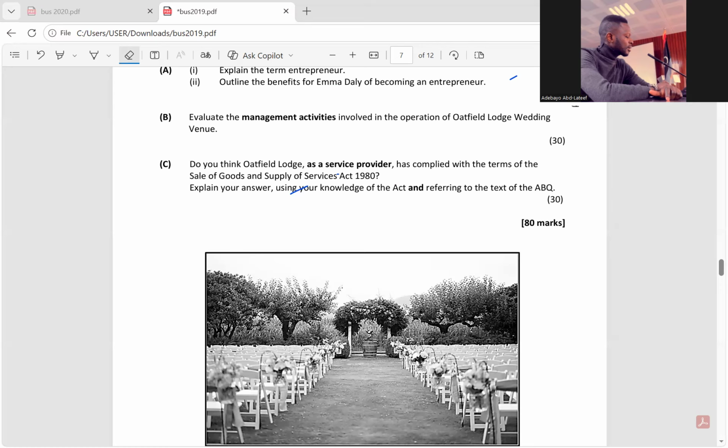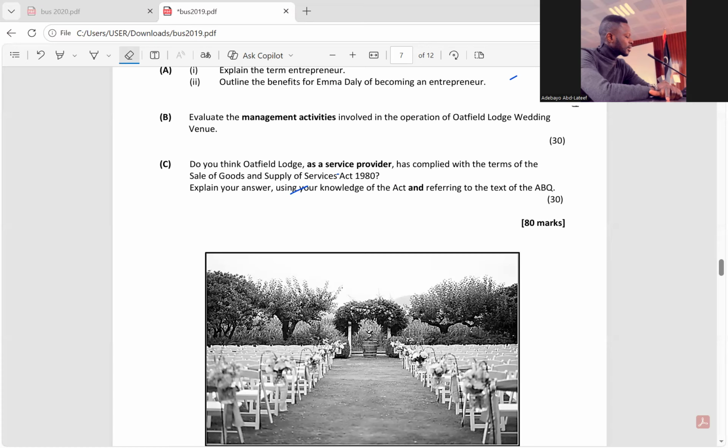So now the question says, do you think Oatfield Lodge, as a service provider, has complied? What is compliance? Compliance simply means you are doing the right thing according to the law. So, has it complied with the terms of the Sales of Goods and Supply of Service Act of 1980? No, because the customers complained bitterly about the wedding she planned for them. So, I'm going to read further. No, based on the following reasons.